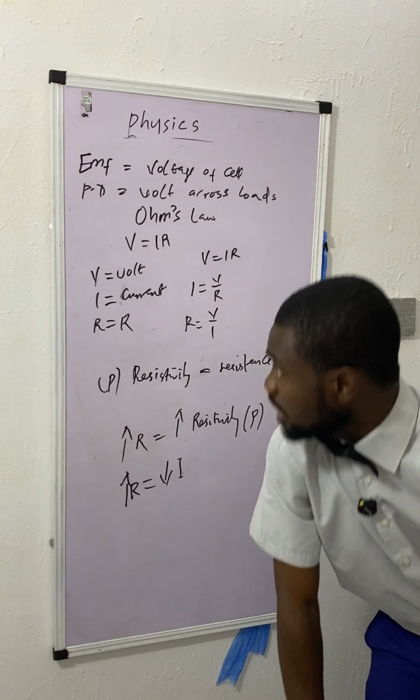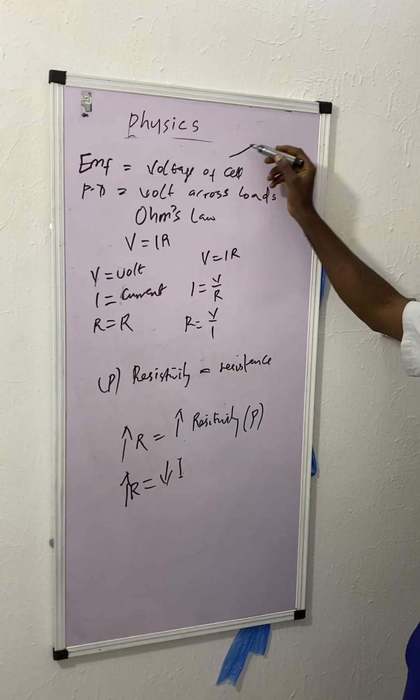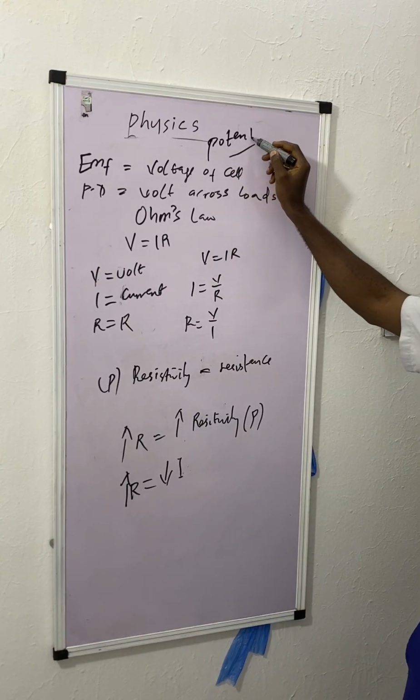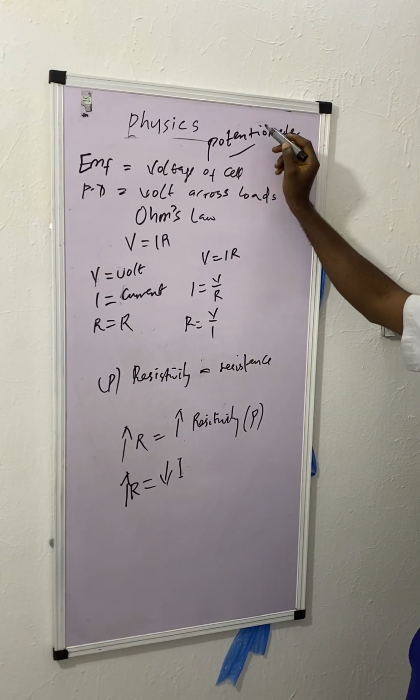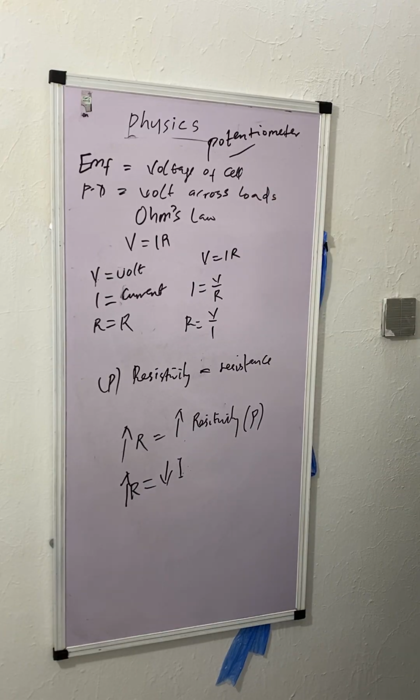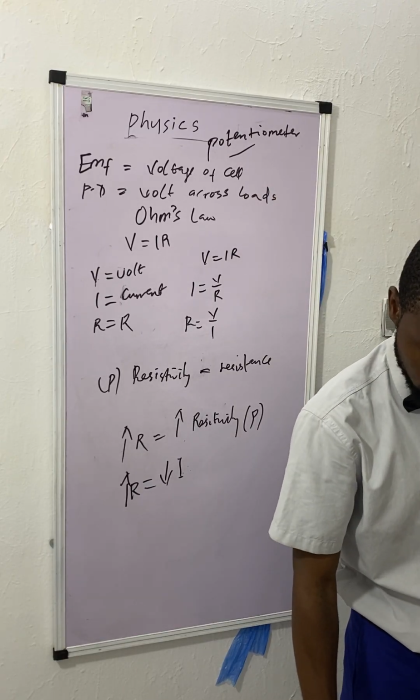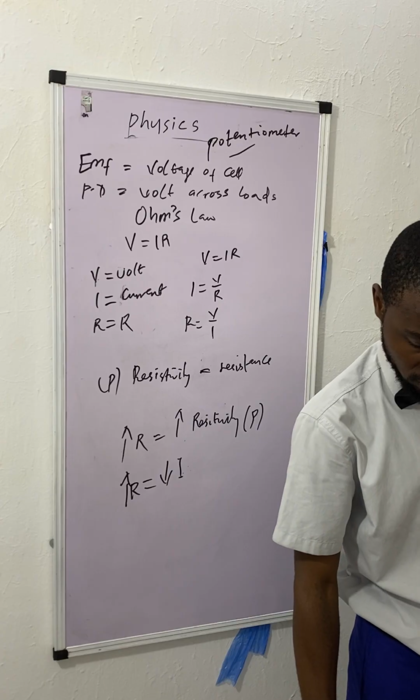Let's get to EMF. EMF is measured with an instrument called a potentiometer. A potentiometer is a type of galvanometer used to measure EMF. It's the most suitable to measure EMF.